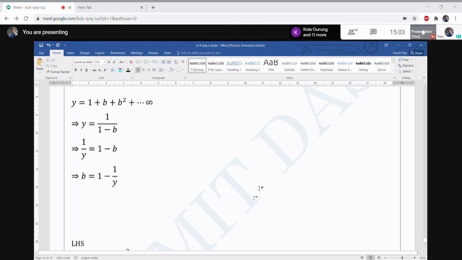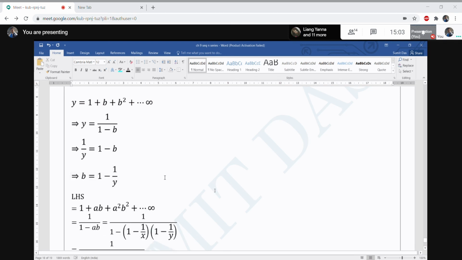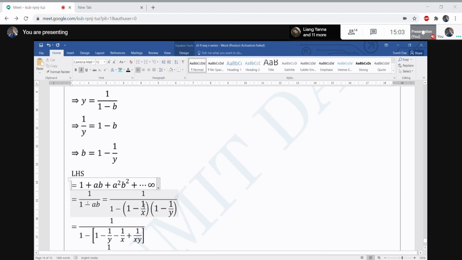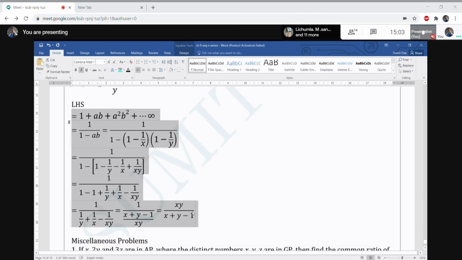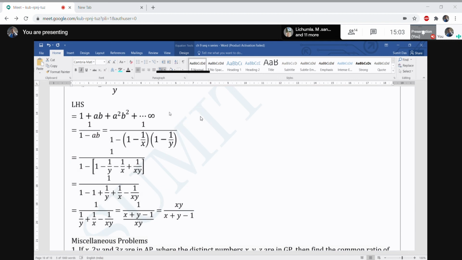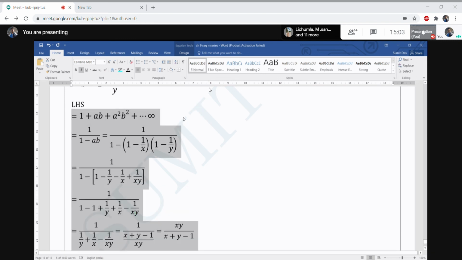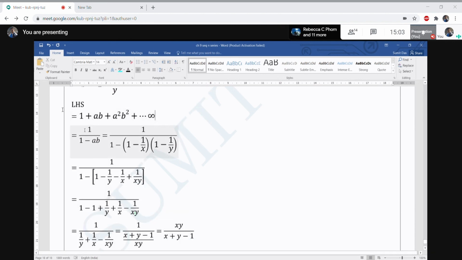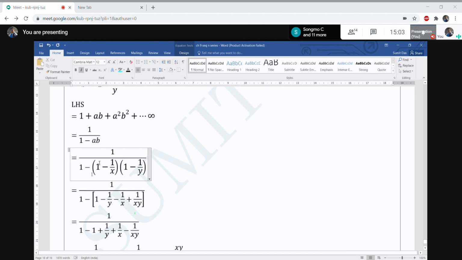Now, left hand side is equal to a plus ab plus a square b square up to infinity. So here the first term is 1 and the common ratio is ab. So it will be 1 divided by 1 minus ab. Instead of a and b, we are putting the values. If we put the values, we are getting this.